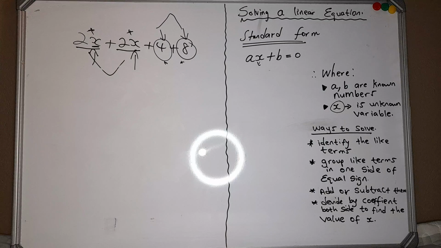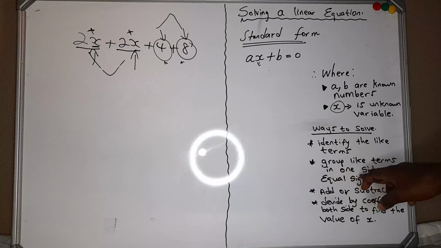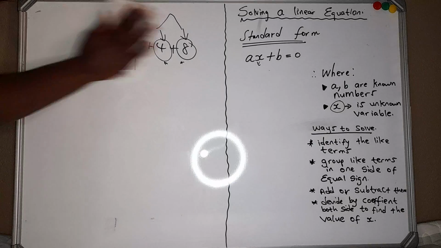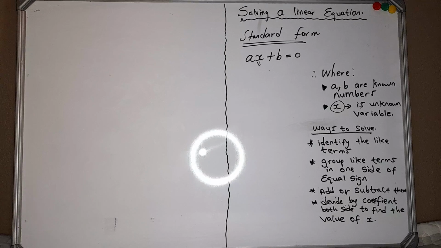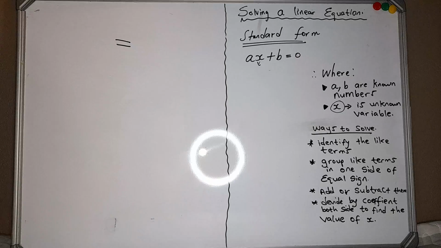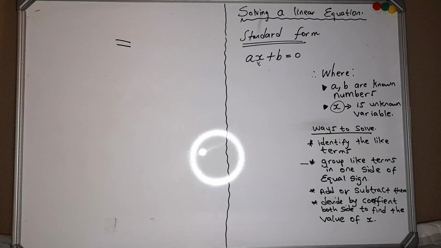The second step is that they want you to group the like terms on one side of the equal sign, which means when you solve for your unknown variable, we must have the equal sign. Let's take, we have the equal sign, which is this one. They want you to solve for x. Then when they say group them on one side of the equal sign, group the like terms on one side of the equal sign.